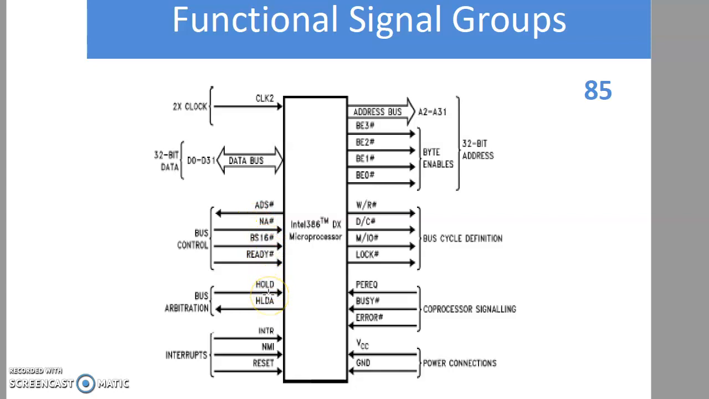Then you have bus arbitration signals, hold and hold acknowledge. HLDA is for hold acknowledge. You have coprocessor signaling related to the coprocessor 80387. Then you have interrupts related signal INTR, NMI and reset. NMI is non-maskable interrupt. So these three signals are associated with interrupts. So you have three pins associated with these three signals. So these are the different signals given on different pins of the 80386DX. Some of these signals are used in the timing diagram to represent the machine cycle.